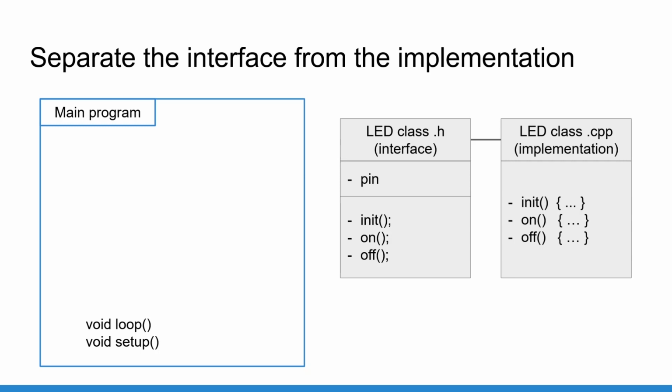And from that, we are going to include the LED header file from the main program, so we can use the LED class from the main program in the void loop, in the void setup. Alright, so three steps here: create a header file, and then create an implementation file, and then include the header file, or the interface, in our main program. And well, let's get started.